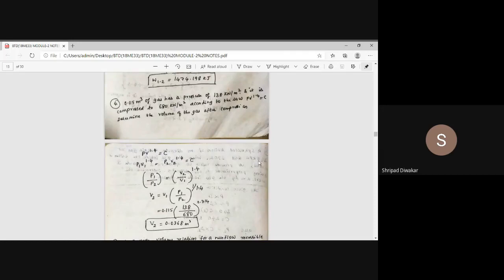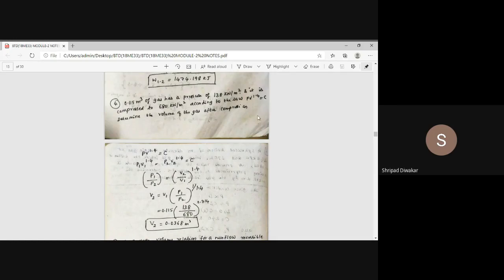Okay, another problem I'll solve. Like that they'll ask. 0.115 meter cube of gas has a pressure of 138 kilopascal, or kilonewton per meter square, and it is compressed to 680 kilonewton per meter square according to the law PV raised to 1.4 equals constant.